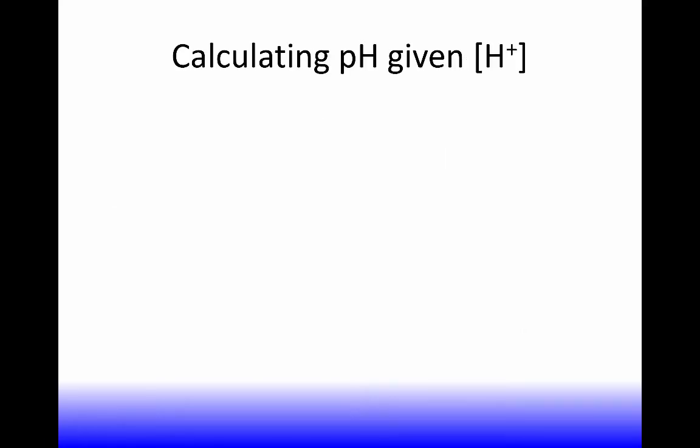Now, suppose we're given the H+ concentration, the concentration of H+ ions in aqueous solution, and we need to calculate the pH. How do we do this? Step by step. So here's our formula. pH equals minus log the hydrogen ion concentration. The hydrogen ion concentration is reported in molarity, moles per liter.